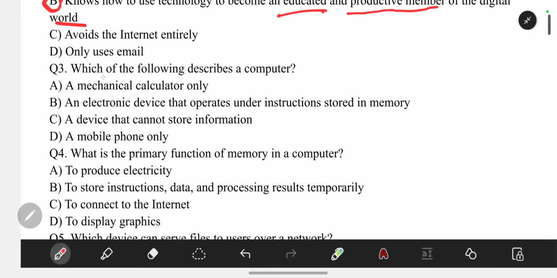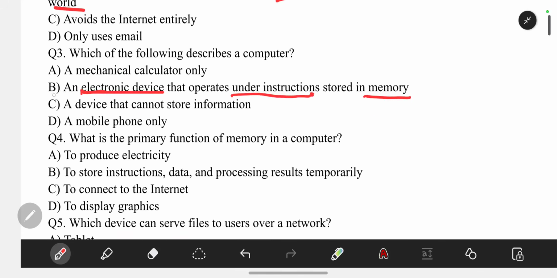Our number 3, which of the following describes a computer? So what is a computer? So a computer, number 1, is an electronic device that operates under the instructions and stores memory. So that is basically what a computer is. So a computer is not only a mechanical calculator or anything. It can be a mechanical calculator, but not only. It could have other things. So it is an electronic device that operates under instructions stored in memory.